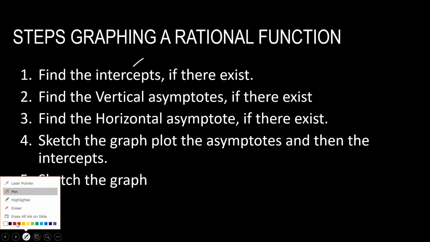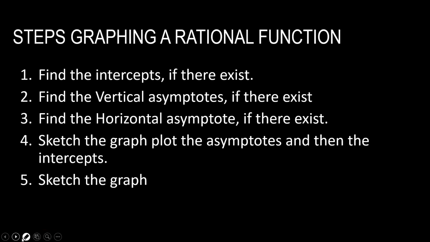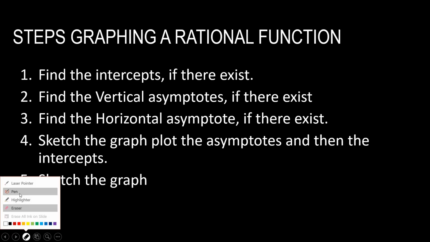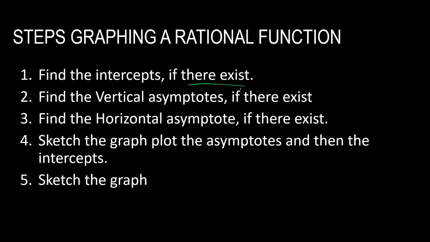Kasi like for example, kanina, wala tayong nakukuhang x-intercept. So, hindi palaging wala at hindi naman palaging meron. Okay? Kaya nakalagay dyan class if there is exist. So find the vertical asymptote if there is an exist. Find the horizontal asymptote if there is an exist. Then once you find these three, meron man o walang nakita, then we have to sketch the graph by just putting first the asymptote, plotting the asymptote first, then the intercepts, then sketch the graph.